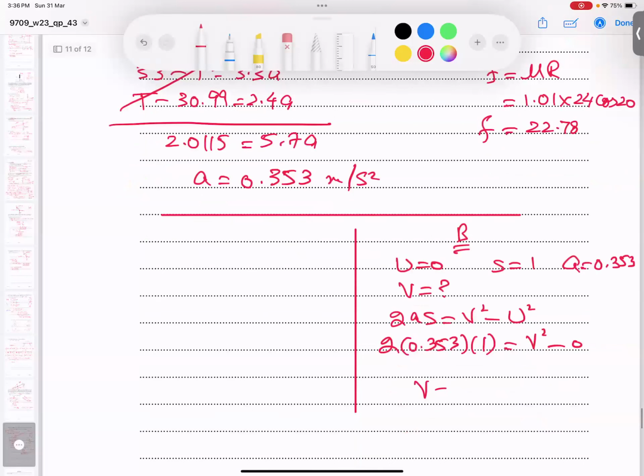If I take the root of the whole, let me check, times 2 and take the root of the whole, I get the velocity 0.84 meters per second. Okay, recheck once again: 2 times 0.353 and take the root of this. Yes, 0.84. Student, it's a very important thing to know.